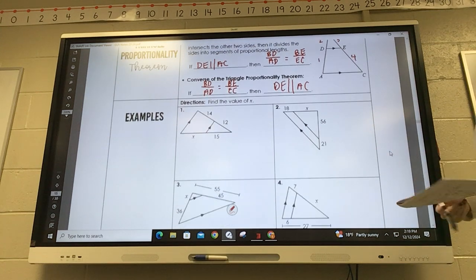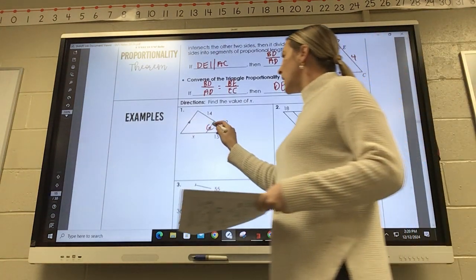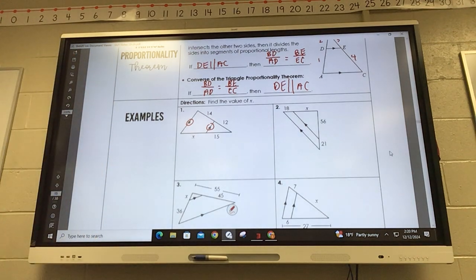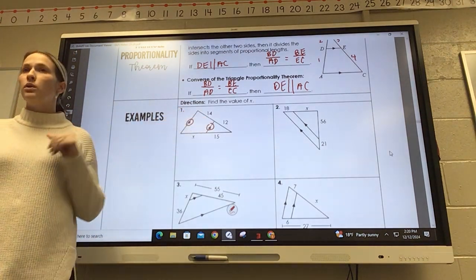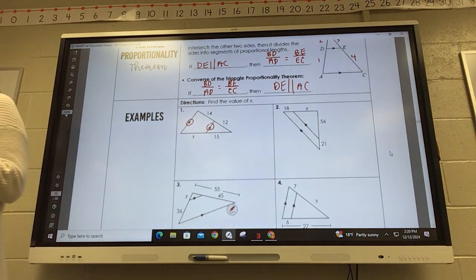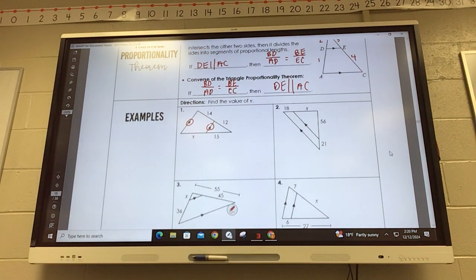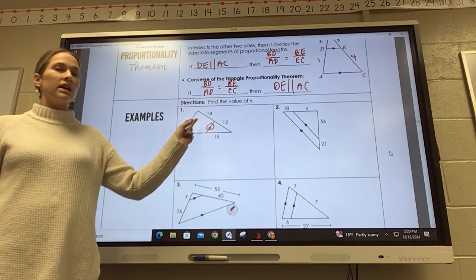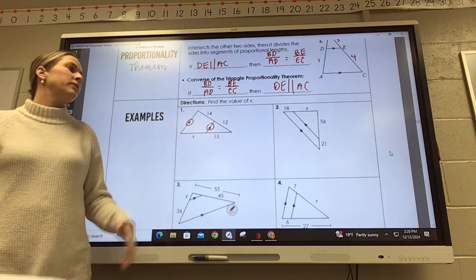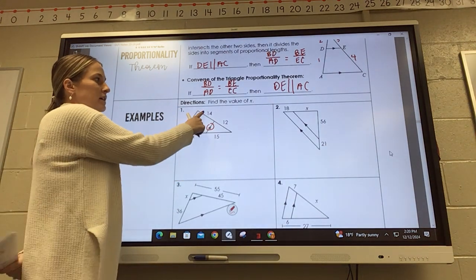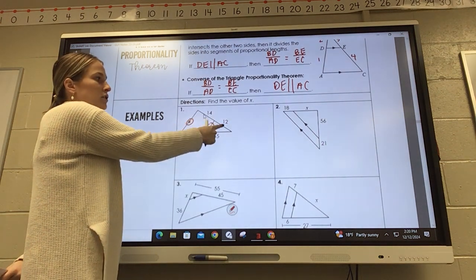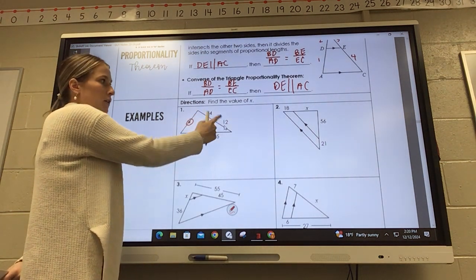So for number 1, I see the parallel line markings. I don't know that they're, well, actually I do know that it's not a mid-segment because one's 14 and one's 12. If it was a mid-segment, they'd both be 14 or they'd both be 12, right? So if I want to solve for x, I know that these sides are proportional. So I can set up, it doesn't matter if I do 15 over 12 or 12 over 14. So you're just going to put your one side together on a fraction.